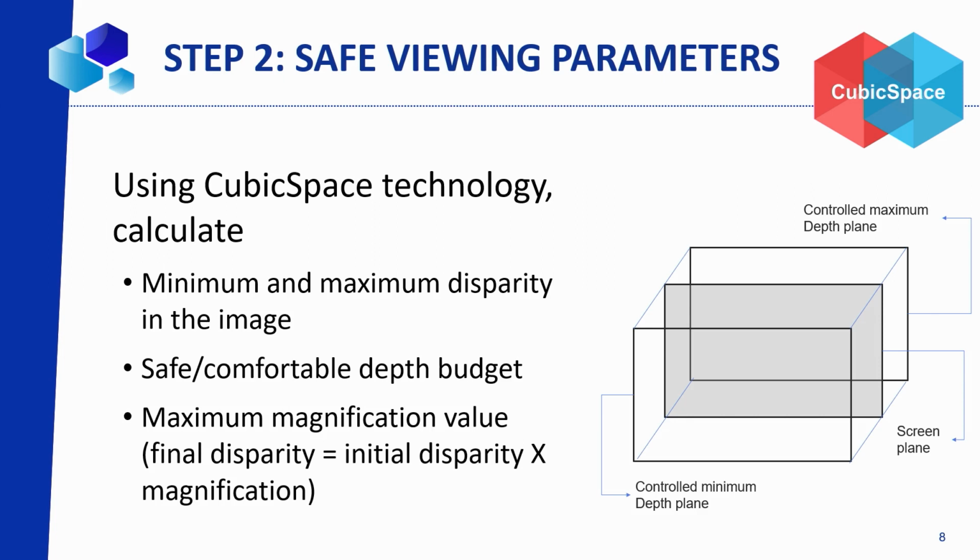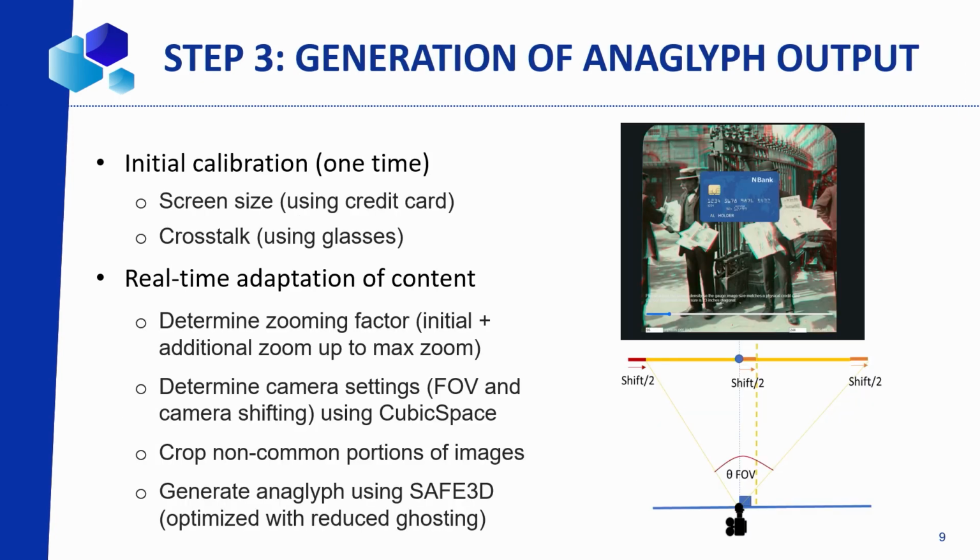If you're a kid, your eyes are going to be much closer, your IPD is different. So we wanted to adapt that to make sure that we would be comfortable in all the different conditions. And then we're able to determine what's a maximum magnification that we can allow for any given picture. And once that is done, then we generate the anaglyph output.